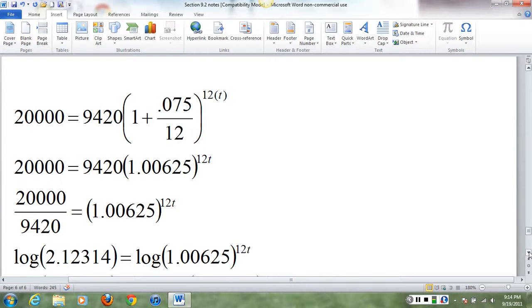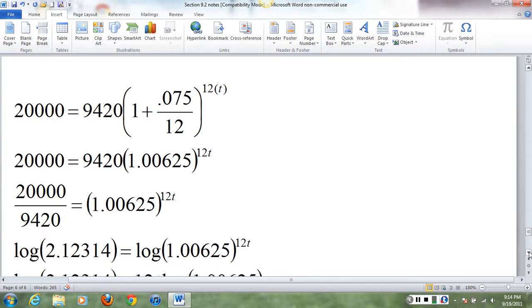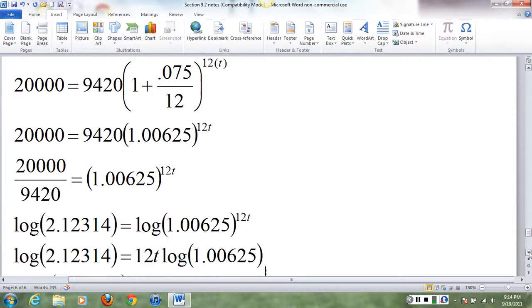Now the effect of taking the log of both sides is it makes anything in the exponent position, in this case the 12t, come down out of the exponent spot in front of the log. So it comes out to be this now. Log of 2.12314 equals 12t times the log of 1.00625. So then to solve for t, my 12, and my log of 1.00625.